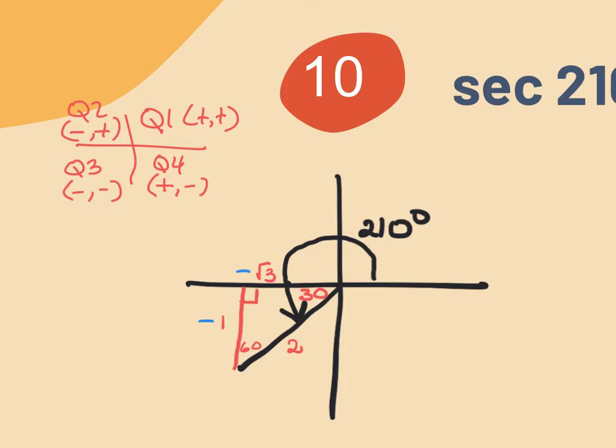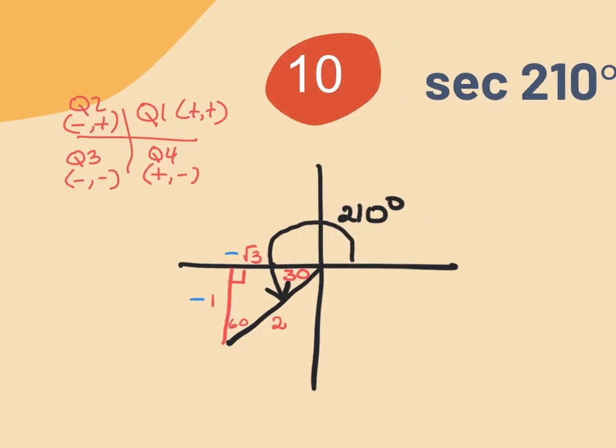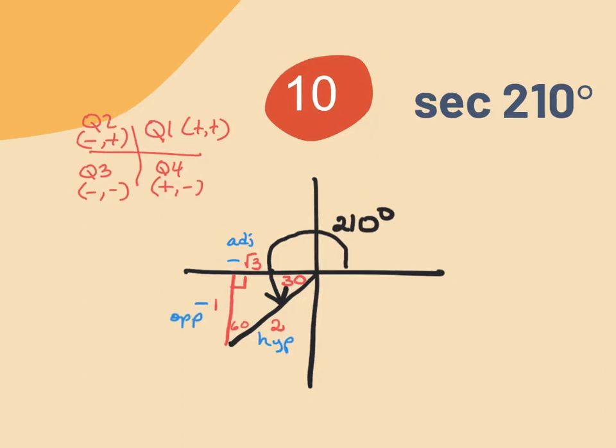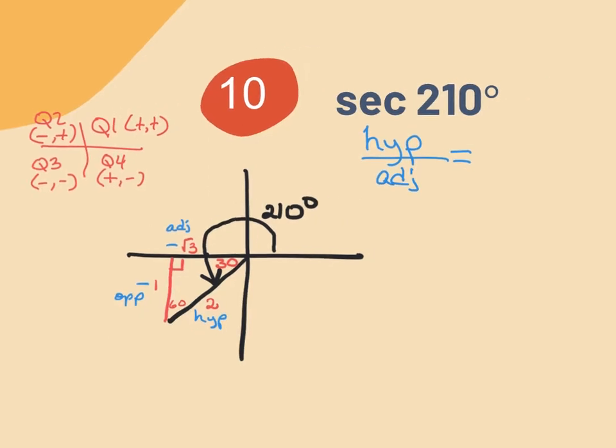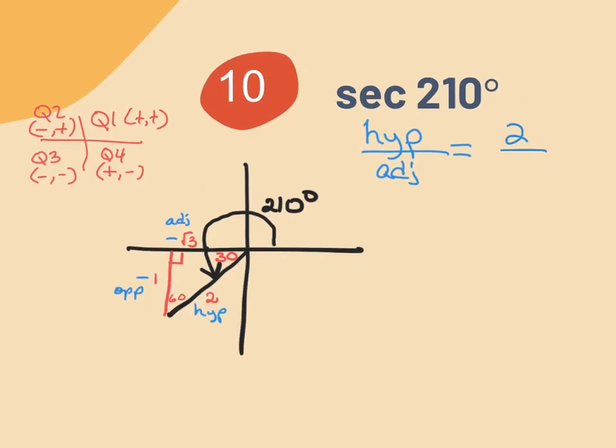Now that I've set up my triangle and put in all the sides, I need to figure out which sides are used in secant. So across from the 30, this is the opposite side, this is adjacent, and this one's hypotenuse. I know that secant is the reciprocal of cosine. Cosine is normally adjacent over hypotenuse, so secant is going to be hypotenuse over adjacent. So I'm going to put in the numbers. Hypotenuse is 2. Adjacent is negative square root 3.